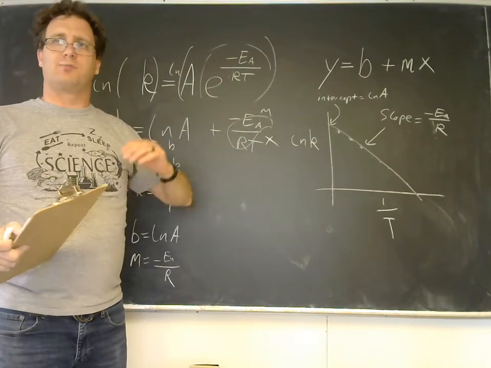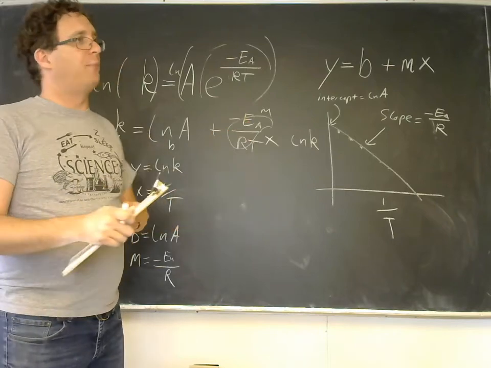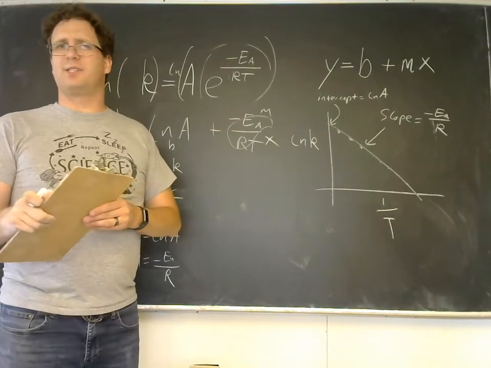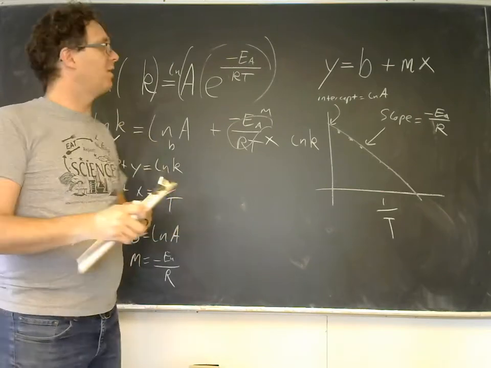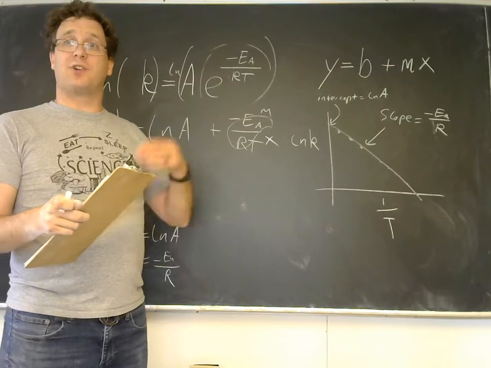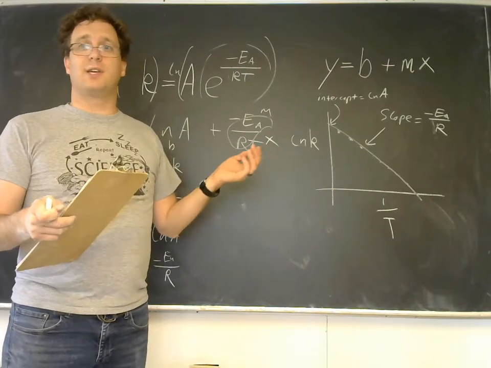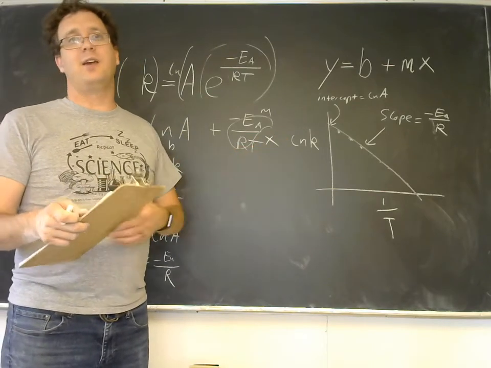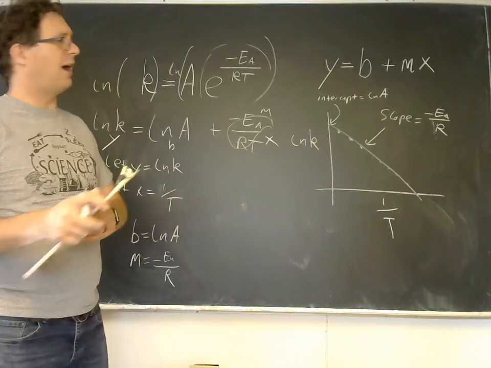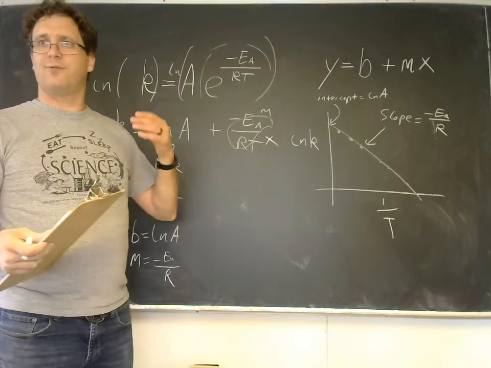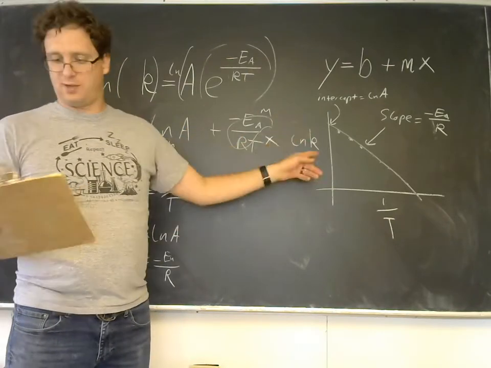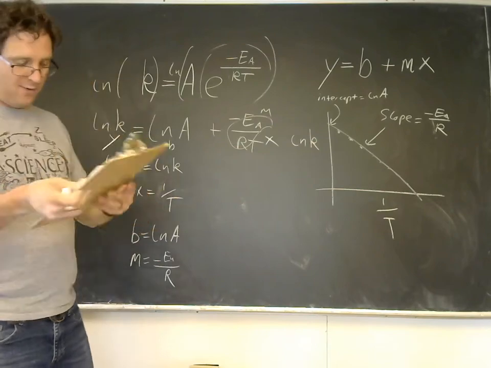You wouldn't really know how to experimentally determine how many times a second the particles are colliding and things like that. You cannot measure the energy of the transition state because it only exists instantaneously. It's not something that you can capture and study. And so how do you get the frequency factor and the activation energy? Well, this equation tells you how.